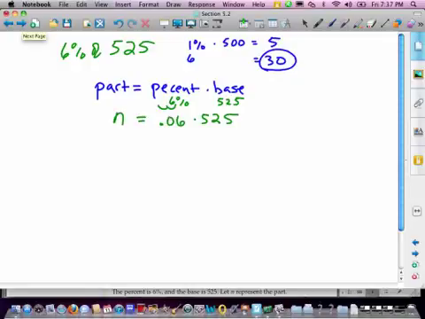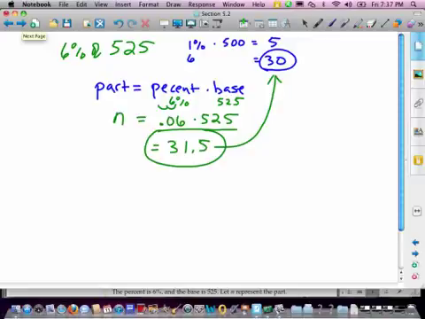So this is a good one to use a calculator on. Take 0.06, put it into the calculator, and you would end up with 31.5. Now, is that close to 30? Yeah, that's pretty good. So we can probably assume that that is a correct answer because it's very close to what we got. Okay, so that's our first example as we go through here.